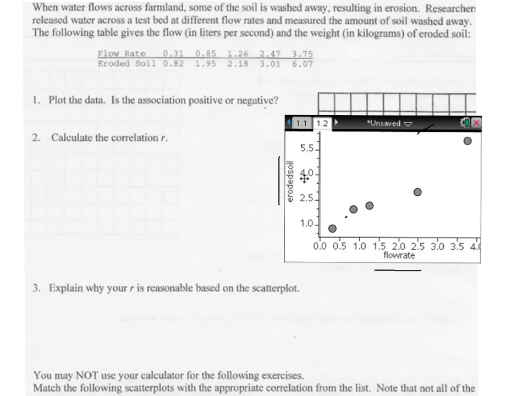And now I have to decide, is the association positive or negative? If I was to draw a line, the best I can with my stylus, from my first point to my second point, I would see that there is an association and it is positive. As the flow rate increases, the eroded soil increases. So I'm going to put positive.